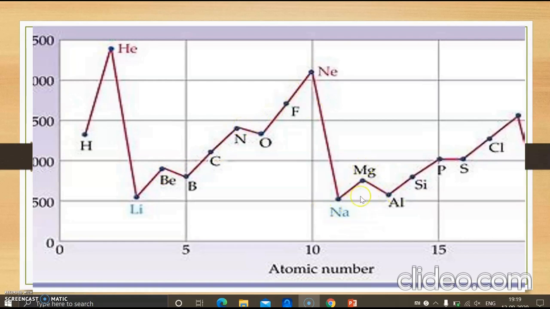In the third period, magnesium, phosphorus and argon show higher values. This is also due to full-filled and half-filled orbital stability.